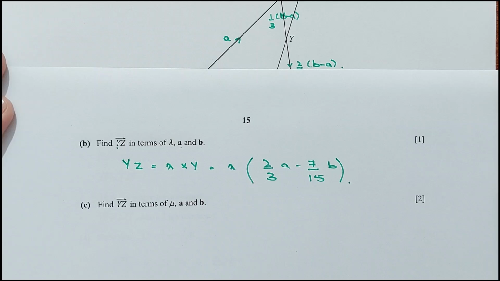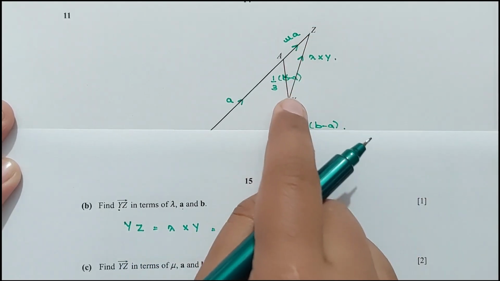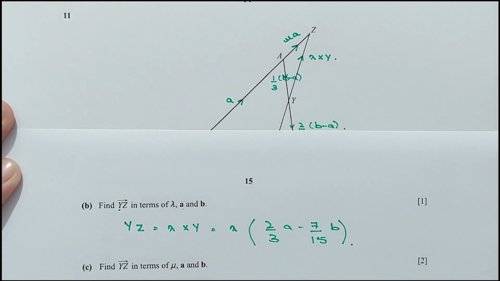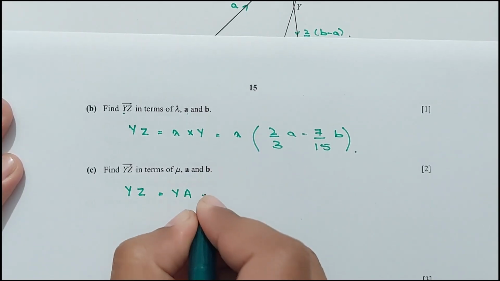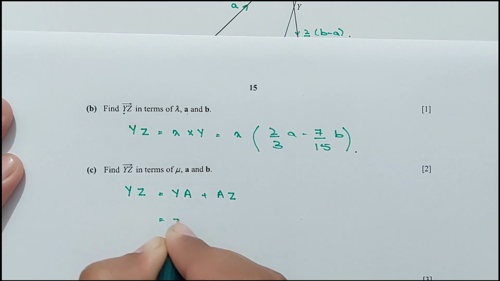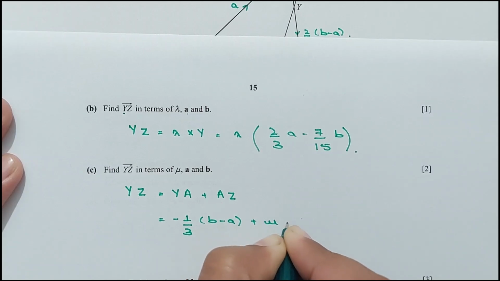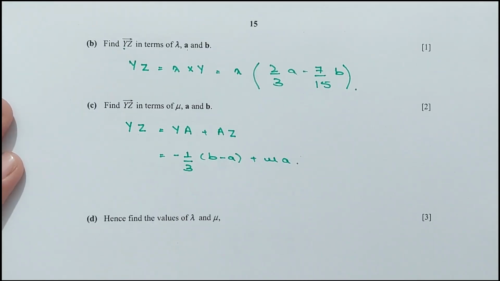Right, now for part C, find YZ in terms of mu, A and B. So YZ is Y to A and A to Z. Y to A would be negative 1/3 of B minus A, and this is mu of A, right?